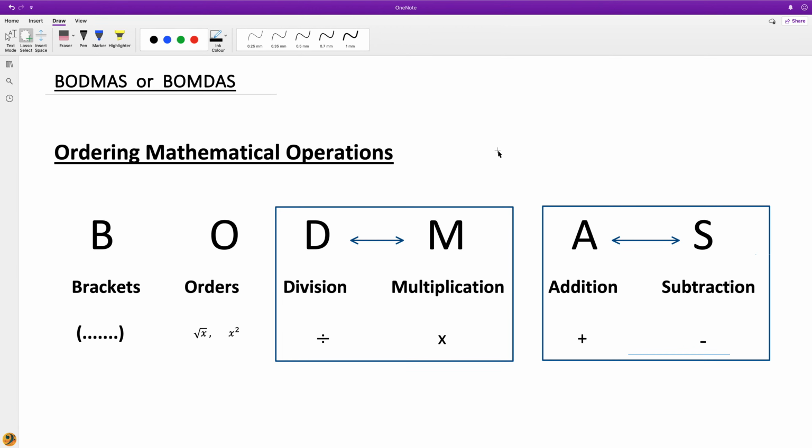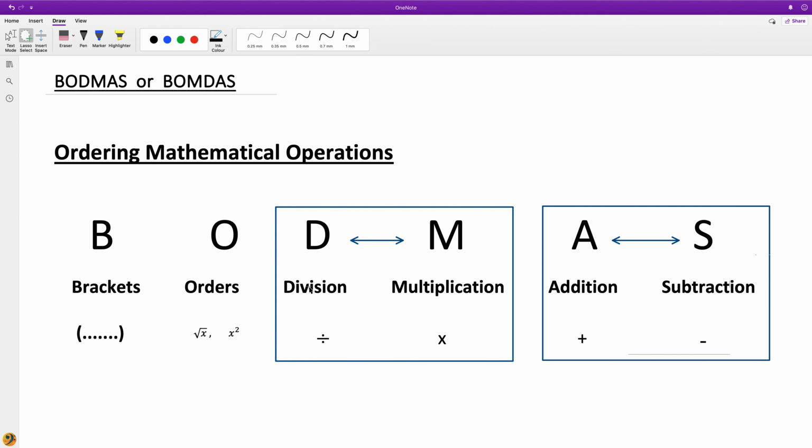Okay everyone, today's video is going to be talking about ordering mathematical operations, basically how to work out mathematical operations correctly using the BODMAS or BOMDAS rules. Some people refer to it as BODMAS, others refer to it as BOMDAS, but that acronym just purely stands for brackets is the B, orders is the O, and orders just means if there's a number that has a square root or squared.